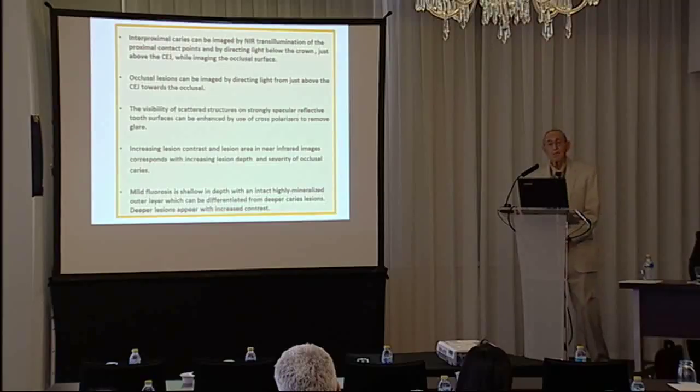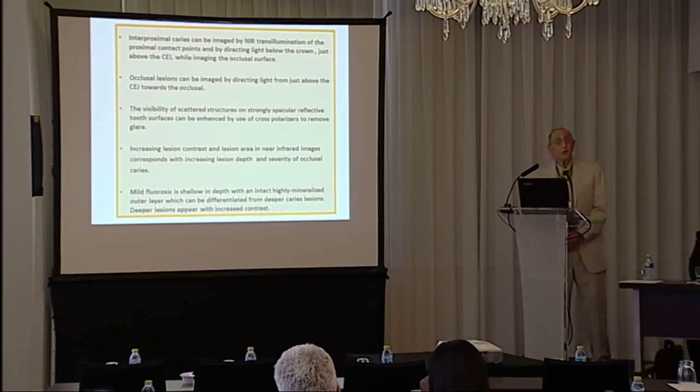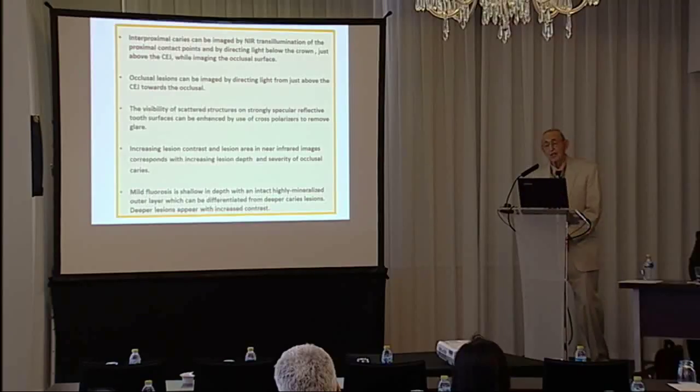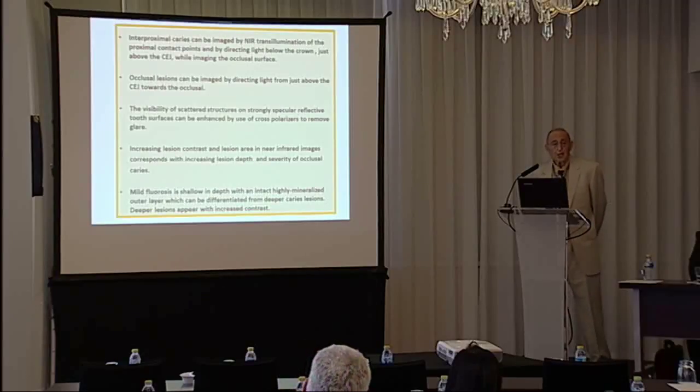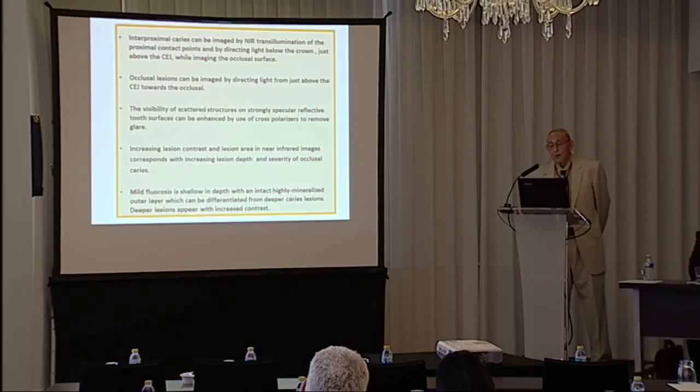Interproximal caries can be imaged by near infrared transillumination of the proximal contact points and by directing light below the crown, just above the CEJ, while imaging the occlusal surface. Occlusal lesions can be imaged by directing light from just above the CEJ towards the occlusal.